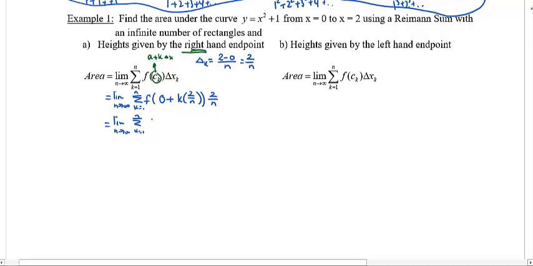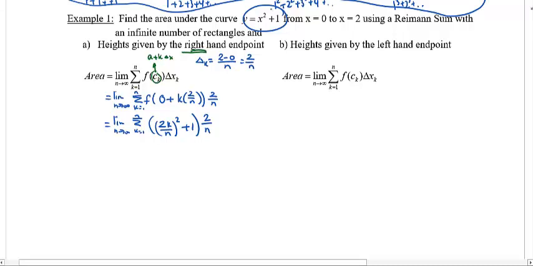Well, in this case the function is x squared plus 1, so I'm going to rewrite this now as the limit as n approaches infinity, sum of k equals 1 to n. And I'm not going to use f notation anymore. I'm going to actually plug this in. So I'm going to plug in 2k over n. I'm going to square it plus 1. And that now represents the function, because of course my function is y equals x squared plus 1.